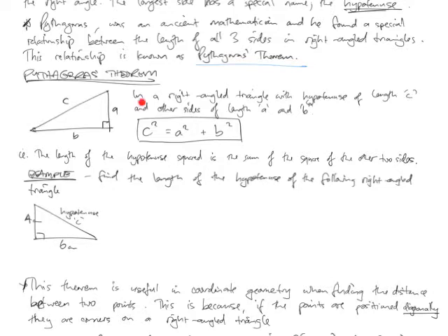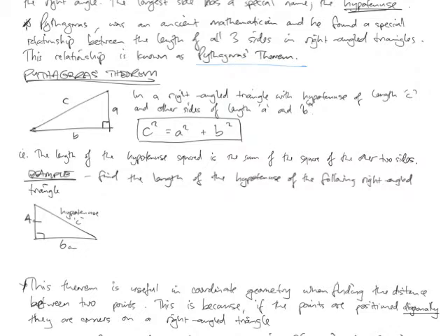His theorem is that in a right angled triangle, with the hypotenuse that we've called C and the other sides A and B, C squared, the length of the hypotenuse squared, is equal to the length of A squared plus the length of B squared. In other words, if I worded that as a sentence, the length of the hypotenuse squared is the sum of the squares of the other two sides. So you square the other two sides, add them together, and they will add up to the square of the hypotenuse.